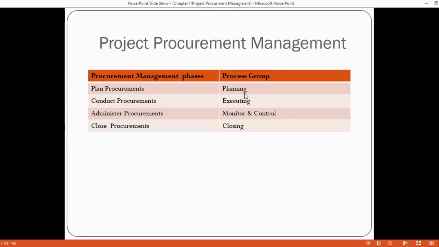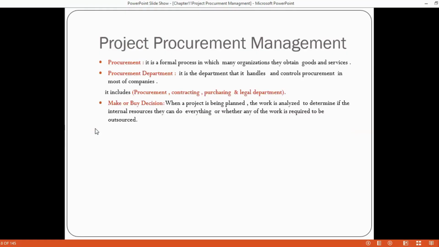in the planning. Conduct procurement happens in the execution. Administer the procurement happens in the monitor and control. And closing the procurement happens in the closing process group.